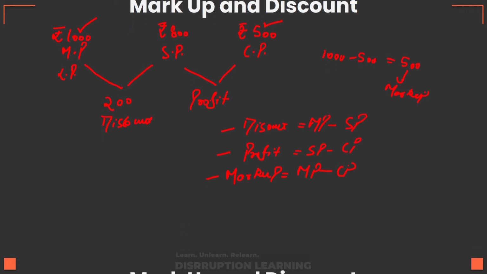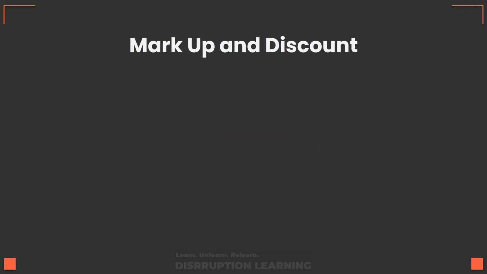Now, in the previous videos, we have learned that profit is a function of CP. Profit is always calculated taking CP as a base. In the same way, discount is always calculated by taking marked price as the base. So if someone wants you to calculate discount percentage, you do it like this: discount divided by marked price into 100. Taking the last example, 200 was the discount, 1,000 was the marked price, and multiplied with 100, you get the discount percentage, which is 20%.